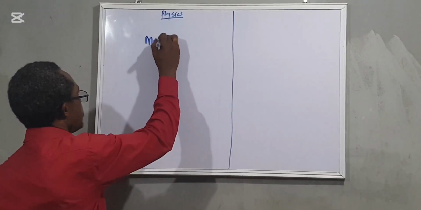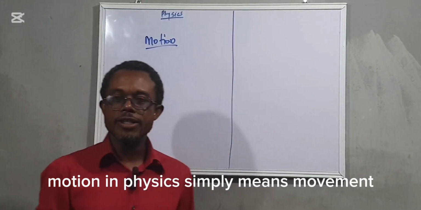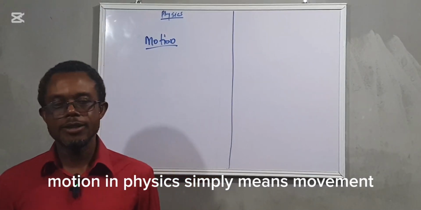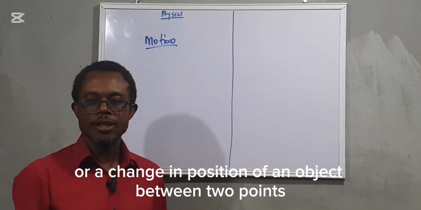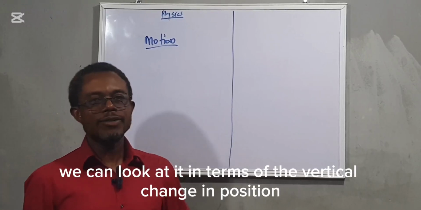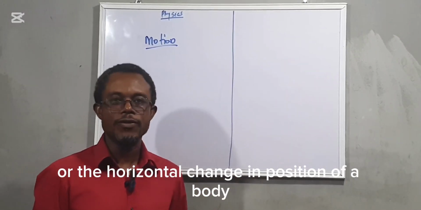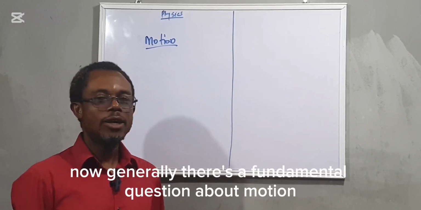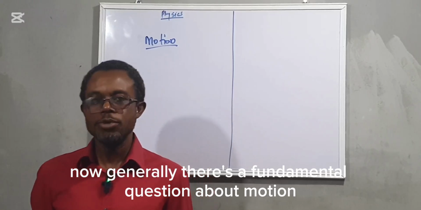Motion. Motion in physics simply means movement or a change in position of an object between 2 points. We can look at it in terms of the vertical change in position or the horizontal change in position of a body.